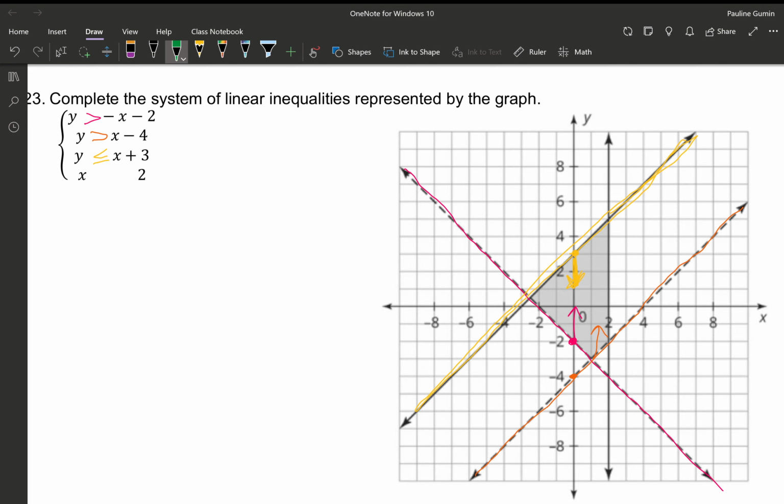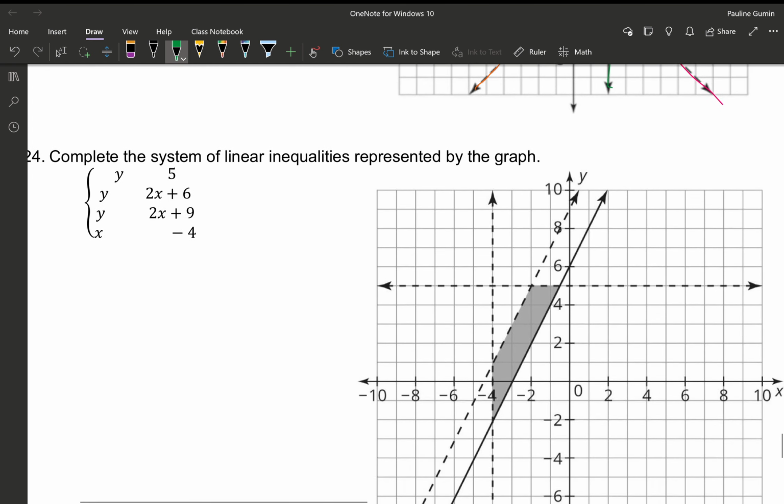And finally, we've got this line. It's actually vertical, so we're not shading up or down, we're shading left or right. This is shaded to the left, left is less, and since it's solid, it gets a solid line underneath. All right, let's continue on to that last problem.